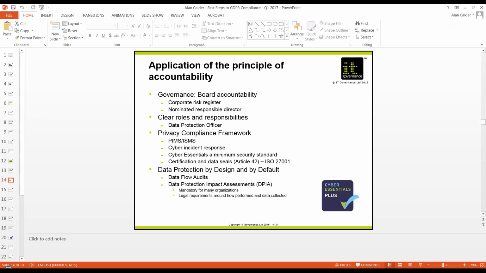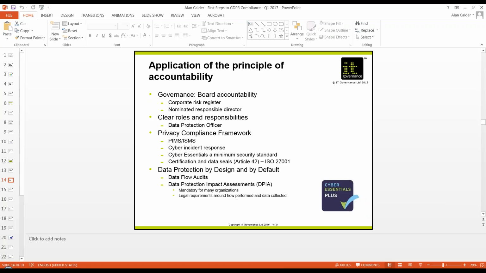Allows for the possibility of other certifications and data seals. Data seals are possibly under development, but certainly ISO 27001, that information security management standard that I mentioned earlier on, is the internationally recognized and the only internationally recognized standard for information security management that meets the requirements of GDPR in terms of putting in place appropriate organizational and technical security measures.